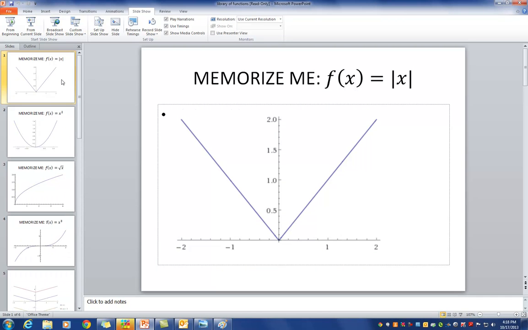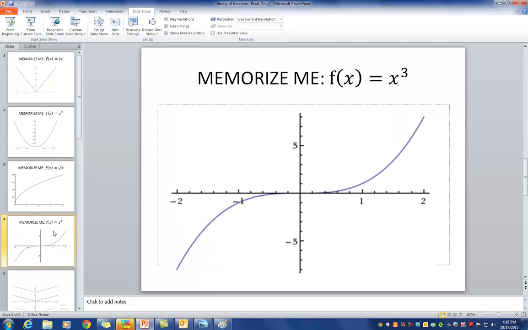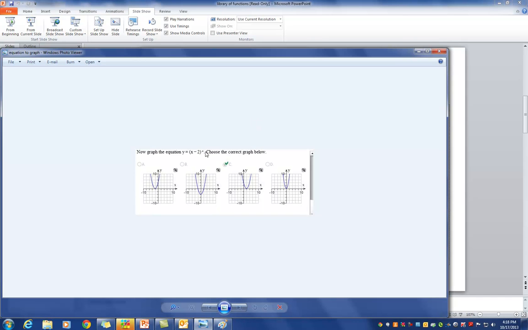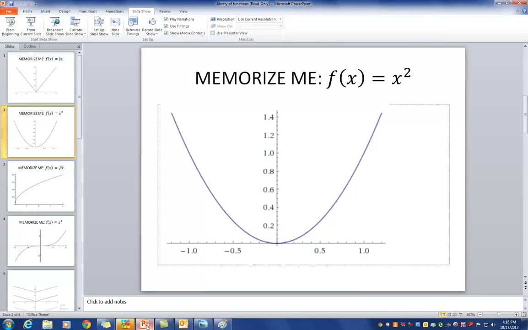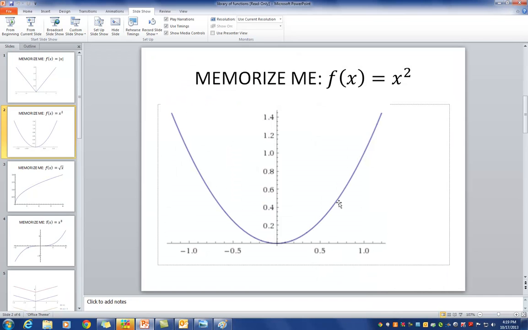The first one is absolute value of x. Second is x squared. Third is square root of x. Fourth is x cubed. Well, you see that your formula has a square in it, so that tells us we are looking for x squared. It also helps that all your multiple choices are in fact parabolas here. So we know we're dealing with this base function, y equals x squared.